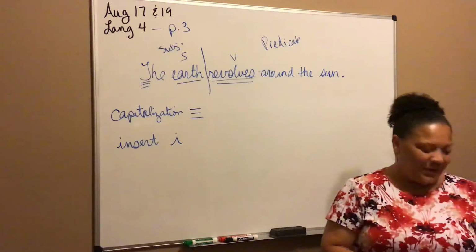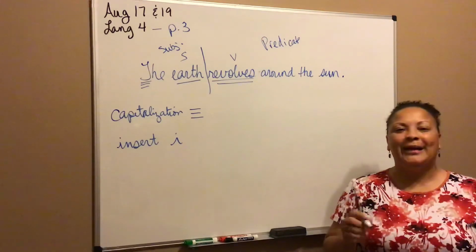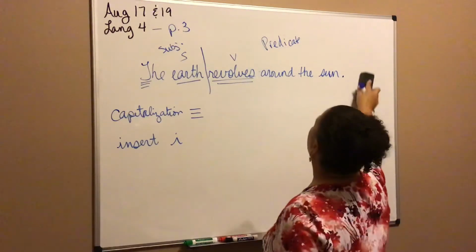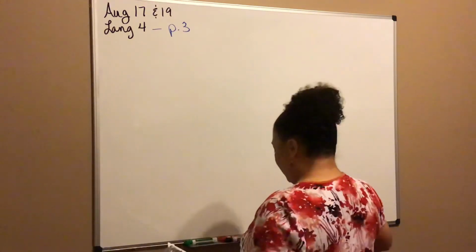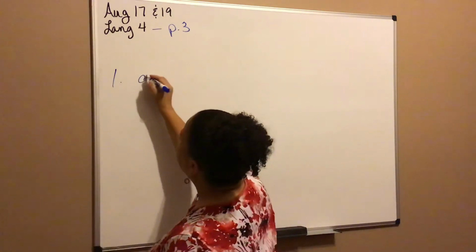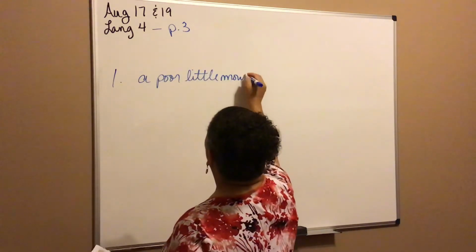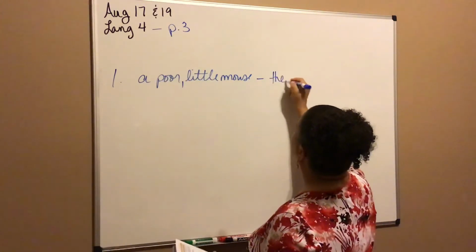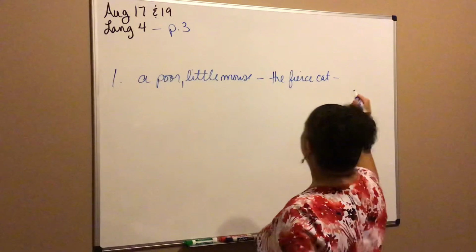And for Right C, kind of like we did in the first part on page 2, you're going to write either the number 1, 2, or 3 for the order of the words that are there to tell me what order it should be in so that it would make good sense. For example, number 1 says, a poor little mouse, then there's a dash and it says the fierce cat. And then the last part says, has eaten.